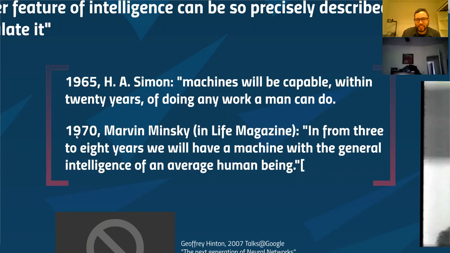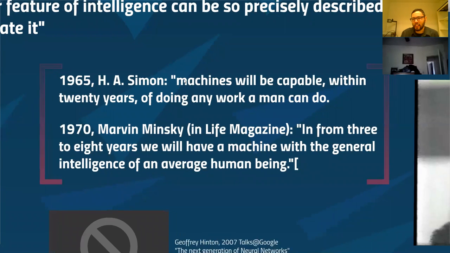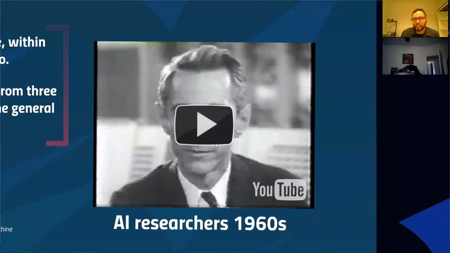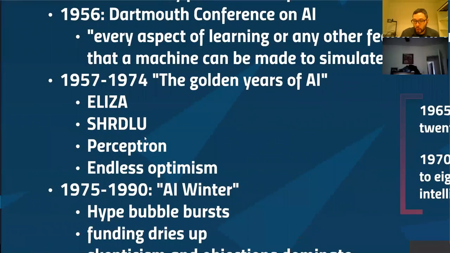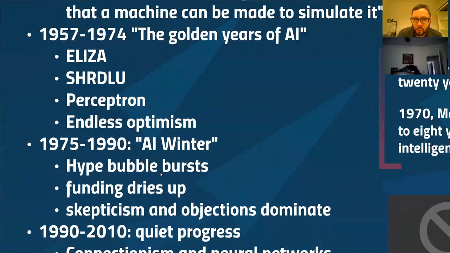Marvin Minsky, another famous AI researcher, in 1970 says, in from 3 to 8 years, a very specific prediction, we will have a machine with the general intelligence of an average human being. Again, this doesn't show up either. There's a video where Claude Shannon says something very similar. So lots of researchers in the 50s and 60s were making great progress, but their progress was also building this incredible hype that was unstoppable, and people thought that very soon we would have human-level intelligence built into these machines. And that didn't happen. And because it didn't happen, what we got for the next 20 years was what's been called the AI winter.